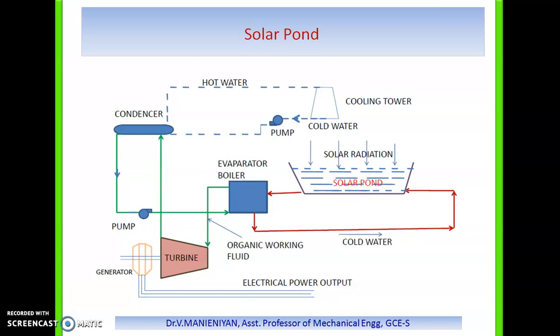So at maximum, it can be taken as 20 kilowatts. A pond of 2000 square feet is required for producing 20 kilowatts of electrical energy.